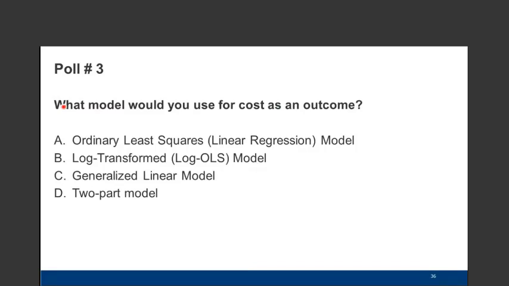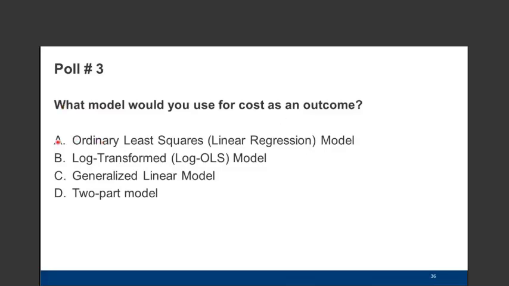What model would you use for cost as an outcome? A, ordinary least squares linear regression model. B, the log transformed log OLS model. C, generalized linear model. Or D, the two-part model. The responses are coming in, and it's slowed down, so I'm going to go ahead and close that poll. And the results are 2% say A, 6% responded B, 35% responded C, and 54% responded D. And back to you.